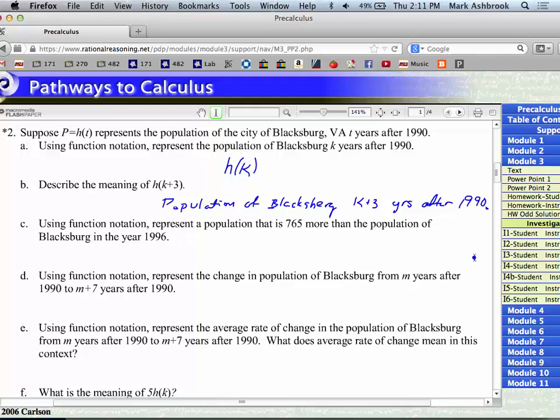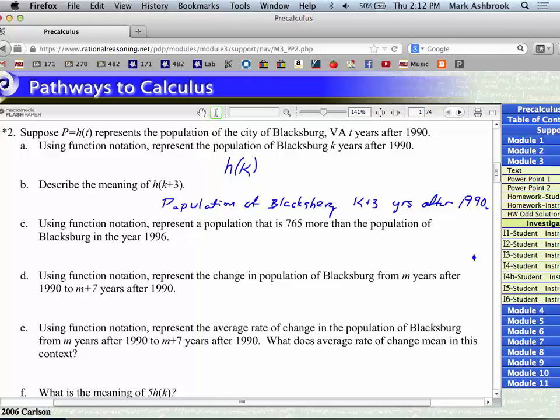Tell us, Nina. Is it the population of Blacksburg K years after 1993? Does that work? Actually, it does. So think about K plus 3. If this plus 3 would be 1993, then adding K more would be K years later after 1993, right? So what she said was right. You can also say it's the population of Blacksburg K years after 1993. That works. All right, next one.